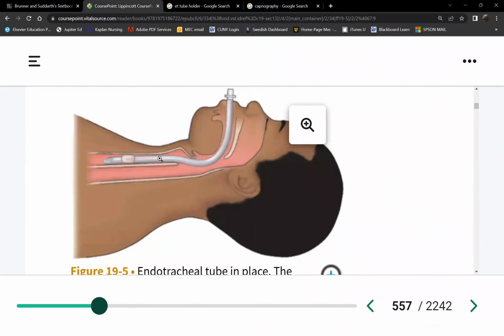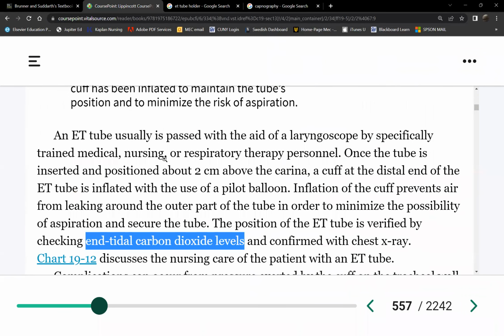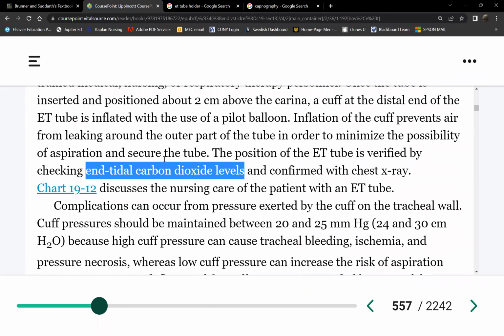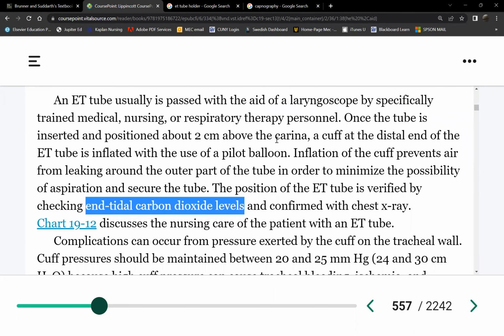So what are the two ways again to verify tube placement? It should be both, not one or the other. But the fastest way would be what? Capnography first, followed by the X-ray. Now, what if the tip is not in the right place, not exactly 2 centimeters above the carina? What do you think will be done?